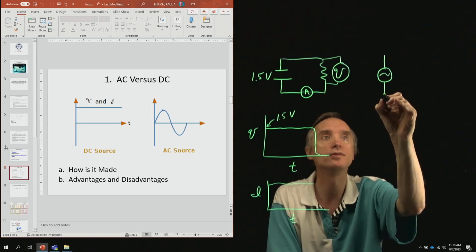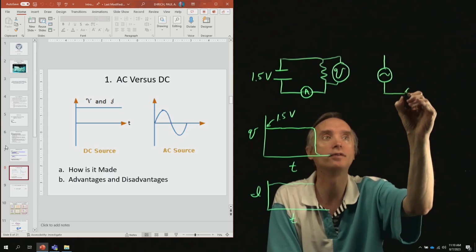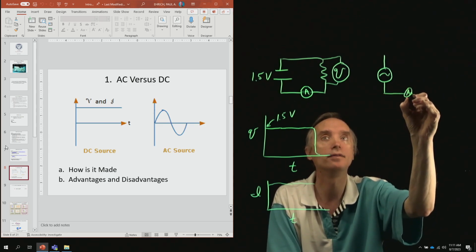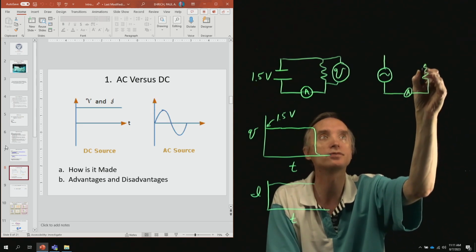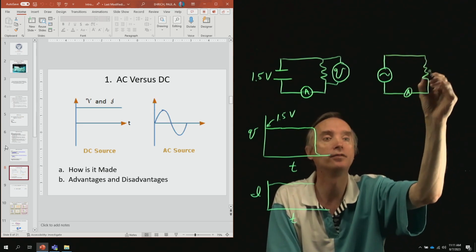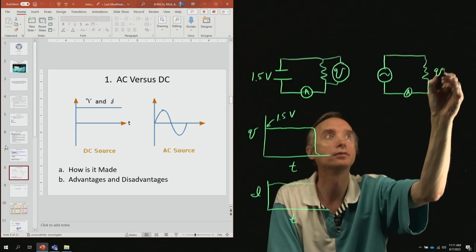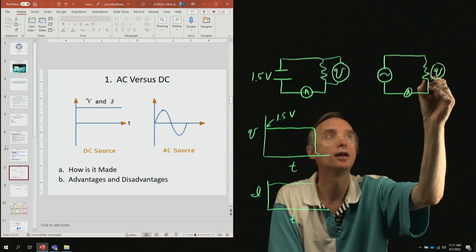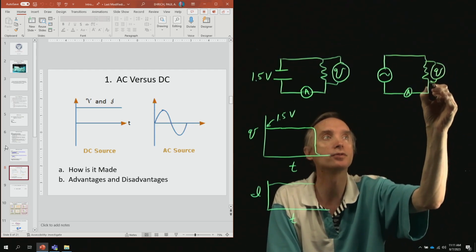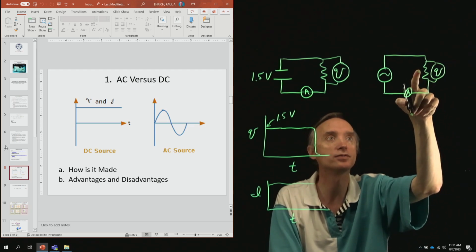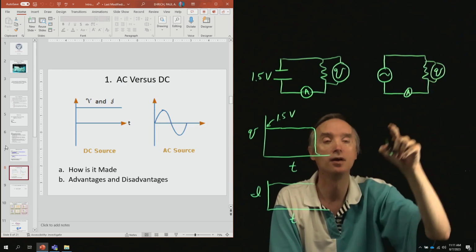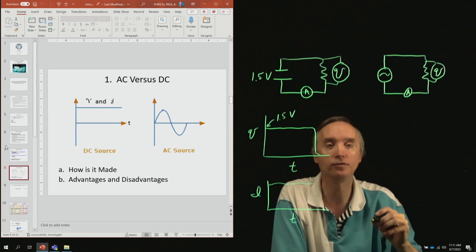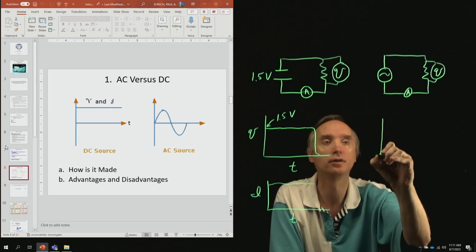And then we could do the same thing. So again, we could have an ammeter in there if we want, and then we could have our resistor, and then we would have our voltmeter over here, and then we could be measuring the voltage across the resistor and then the current through the resistor. But this time we're going to get a different looking graph.